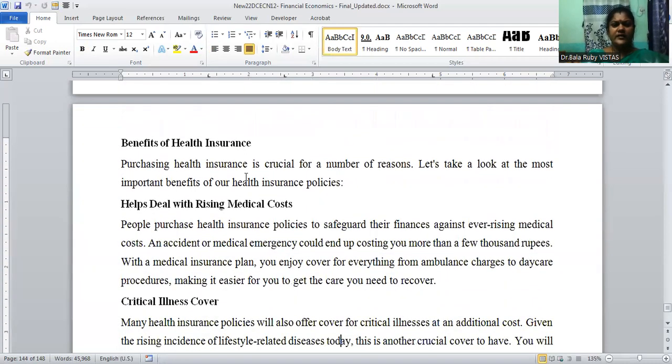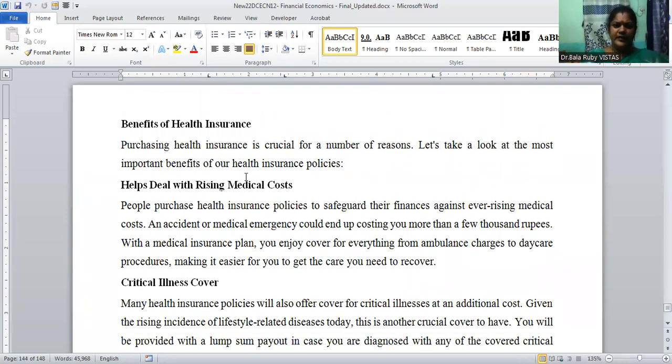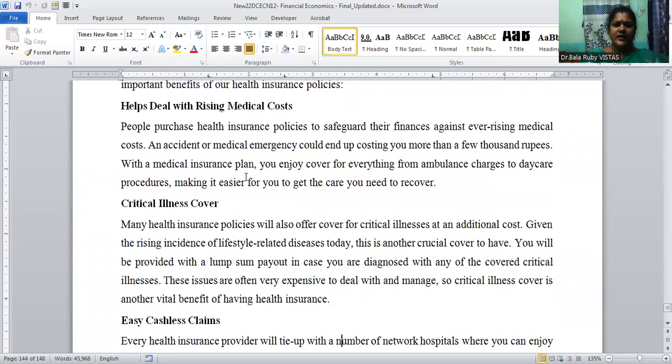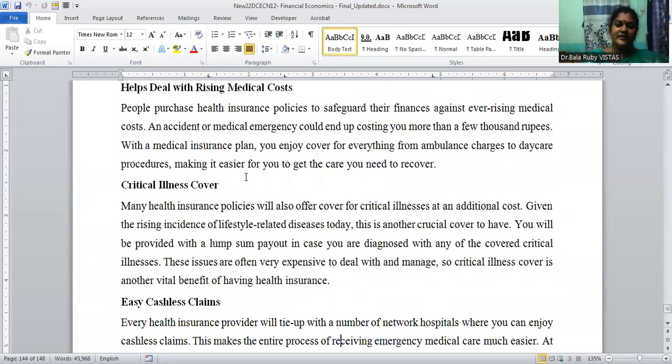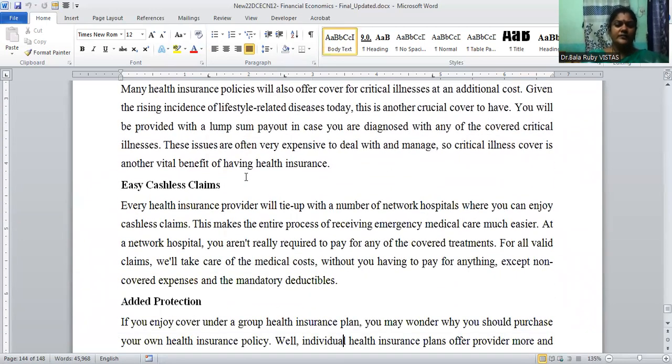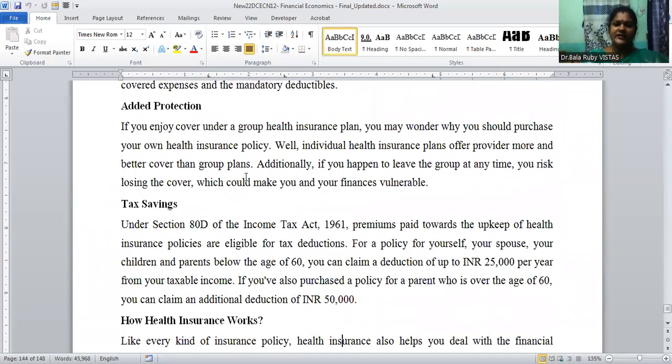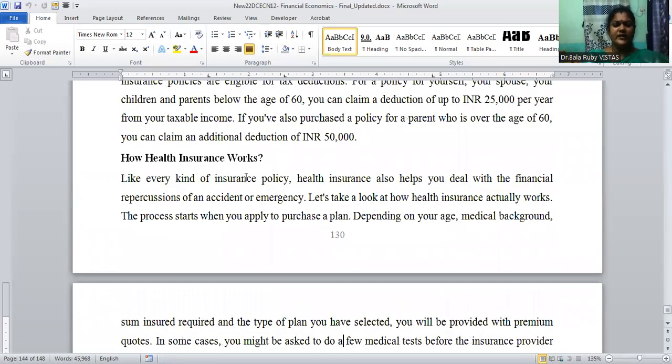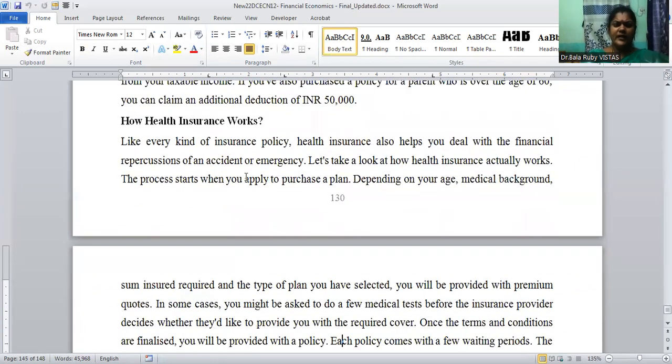So let us concentrate on the benefits of health insurance. See, mainly it is very helpful to deal with the rising medical costs, critical illness cover, easy cashless claims, it gives some safety, tax savings are also possible. These are the main benefits. How does this health insurance work? See, like every kind of insurance policy, this health insurance also is very helpful to deal with the financial repercussions of an accident or emergency.